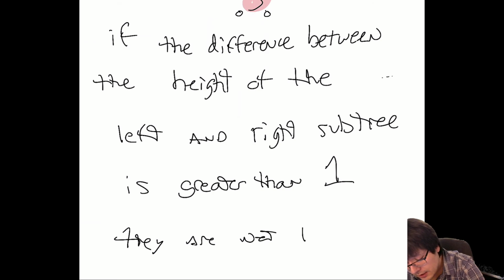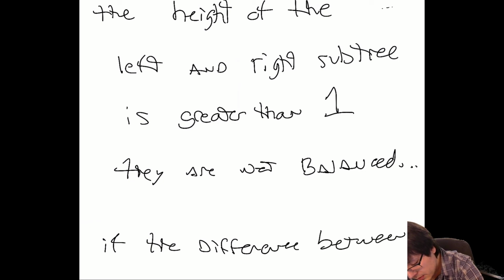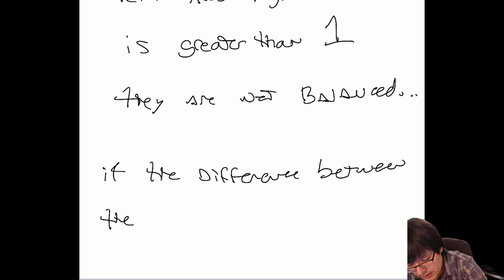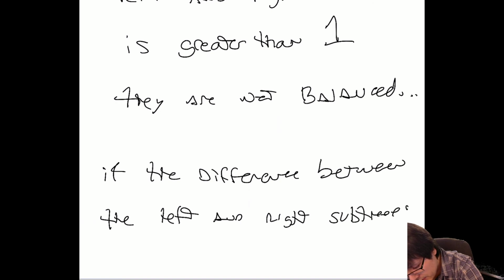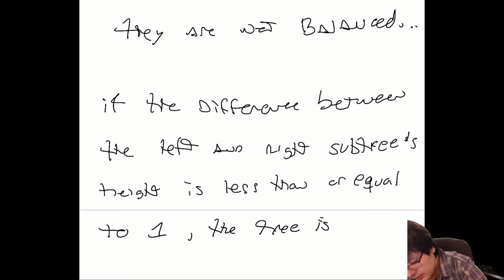They are not balanced. In other words, if the difference between the left and right subtrees' height is less than or equal to 1, the tree is considered balanced.